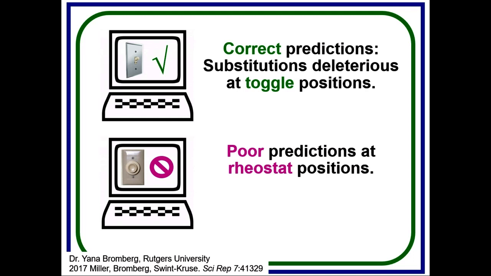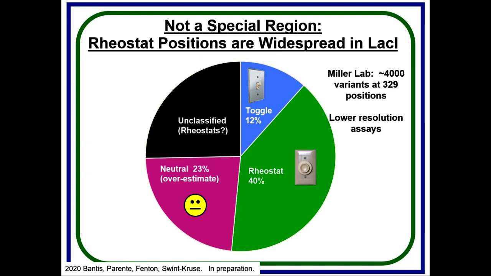By now, you may be wondering whether this is just a special region of a special protein family, but that does not seem to be the case. There's a data set available for wild-type LacI from Jeffrey Miller's lab, in which they made about 4,000 substitutions at 329 positions across the whole protein. These were done in the 70s and 80s, so the assays are slightly lower resolution, but we can examine them and see that across all of LacI repressor, about 40% of positions are rheostats. Only 12% are toggle positions.